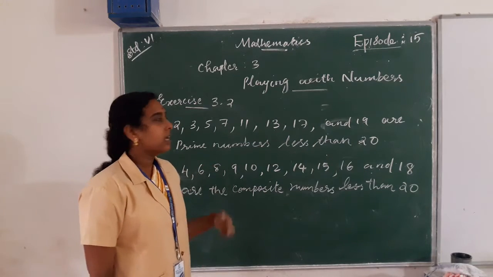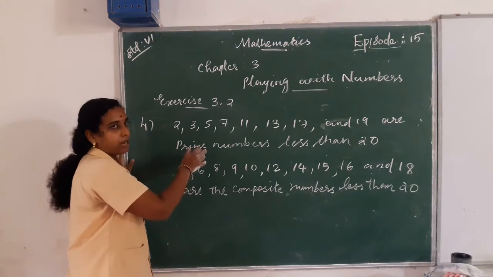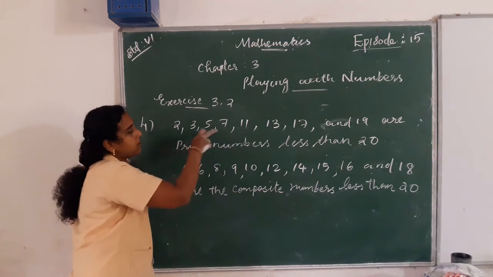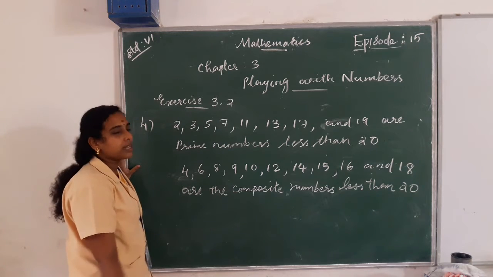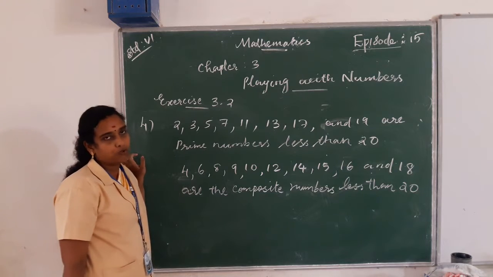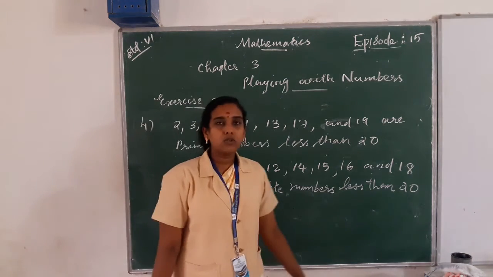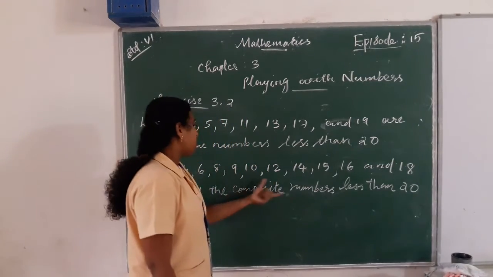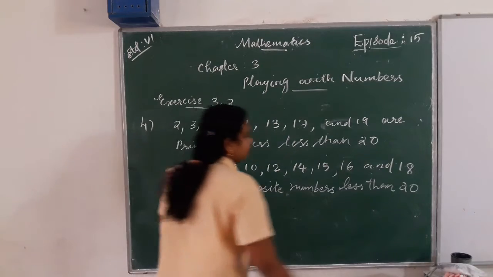Prime numbers means the numbers having two factors are called prime numbers. These numbers have two factors, that is 1 and the number itself. And composite numbers means the numbers having more than two factors are called composite numbers. So these are the composite numbers less than 20. And the next question.